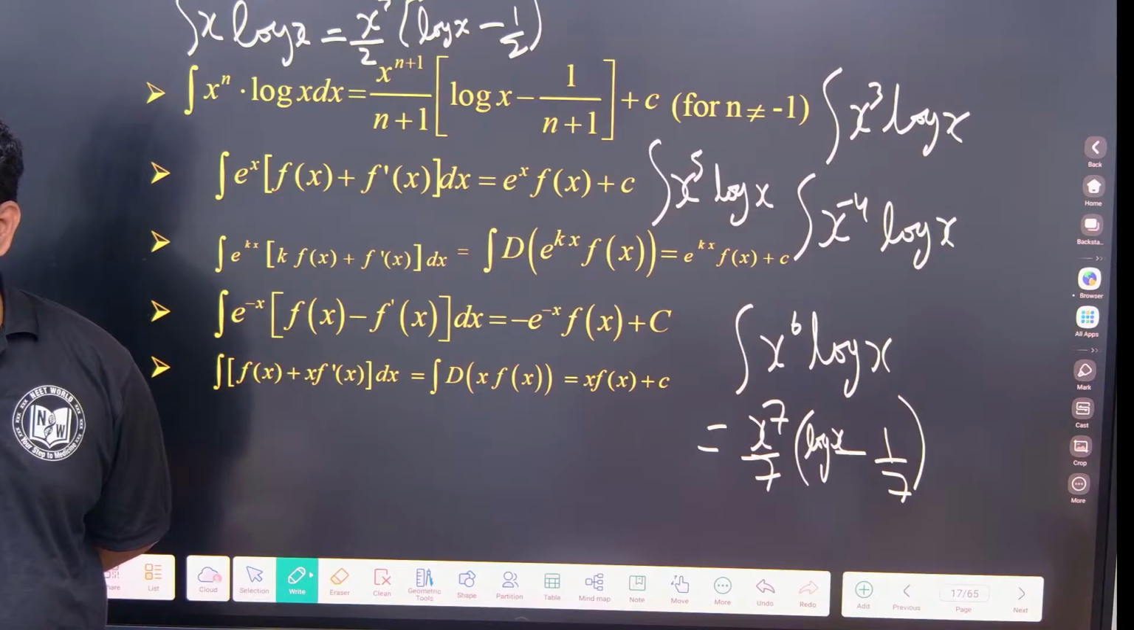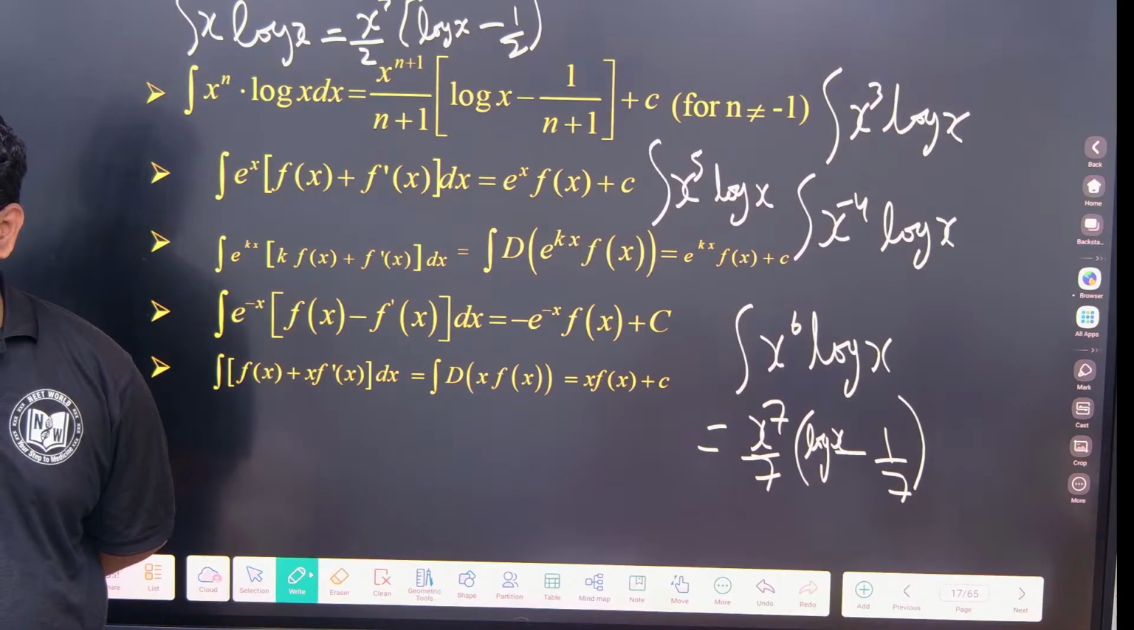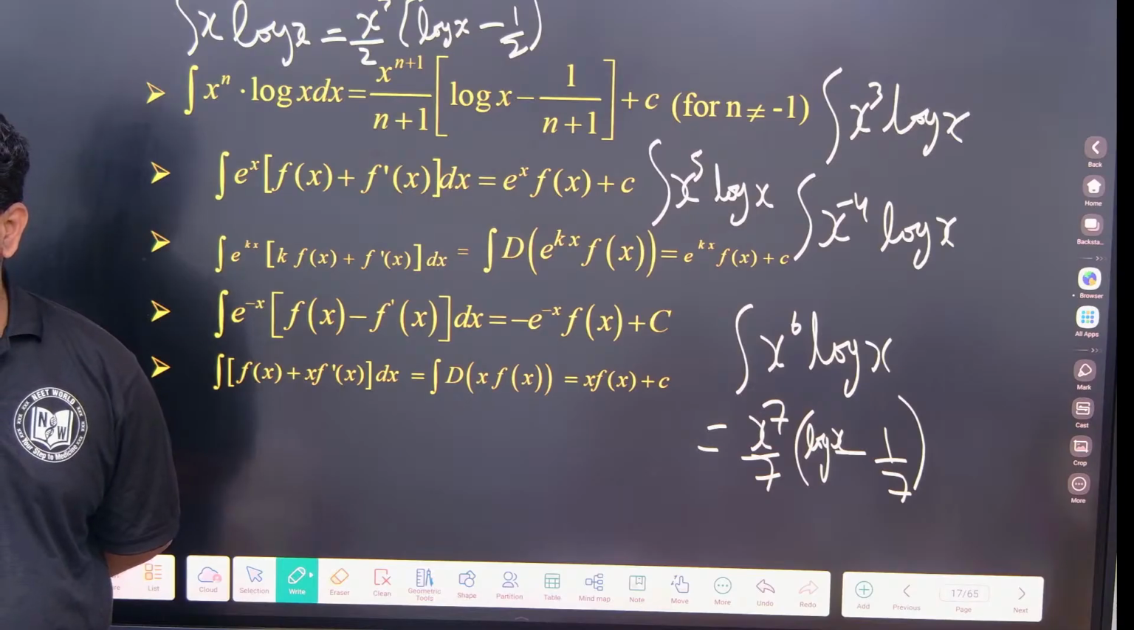Nikhil, tell me the formula. E power ax sin bx. What is the formula? You didn't learn. E power ax by a square, that's all. Then within the bracket.